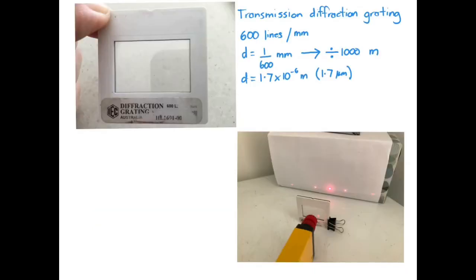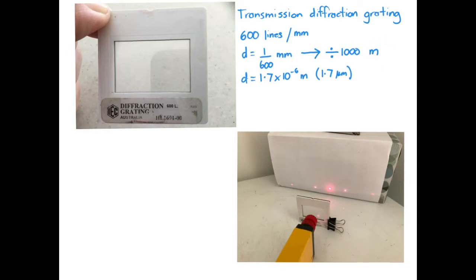So what does it look like in the lab? Well, we have here a picture just of me holding a transmission diffraction grating. This one has 600 lines per millimetre. It's almost rubbed off. Sometimes kids can get a bit confused on this. 600 lines per mil means that the distance between each line is 1 on 600, if that's in millimetres. And then obviously if we need it in metres for standard units, we've got to divide that by 1,000.